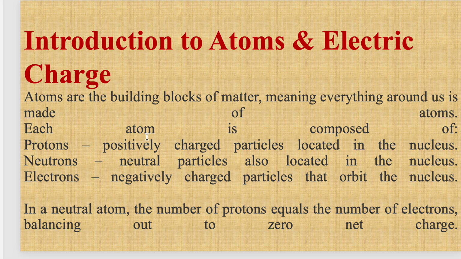And an atom is comprised of three elements. Number 1, protons, number 2, neutrons, and number 3, electrons. Protons are positively charged particles and protons are based inside the nucleus. And neutrons are the neutral particles which are also located inside the nucleus. On the other side, electrons are negatively charged particles that orbit the nucleus. In a neutral atom, the number of protons equals the number of electrons, and in this way they balance out to zero net charge.